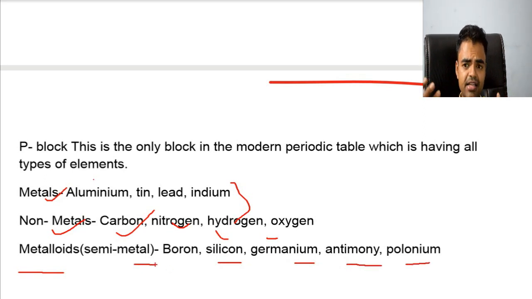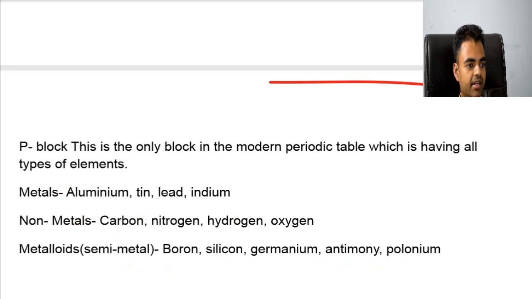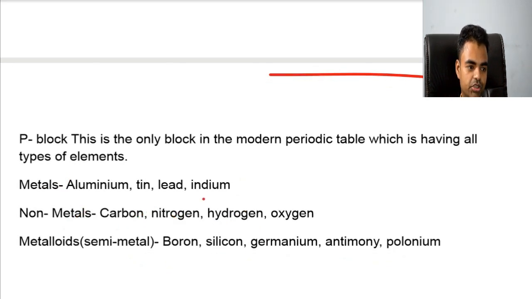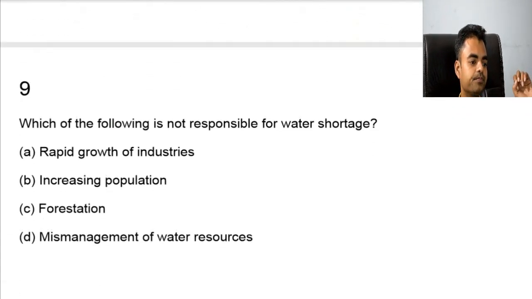You must have heard about semiconductor. It's like that. So silicon is one of the semiconductors, right? So it is known as semi-metal. Now let's come to the point, that is what next question. Next question is here in front of you.